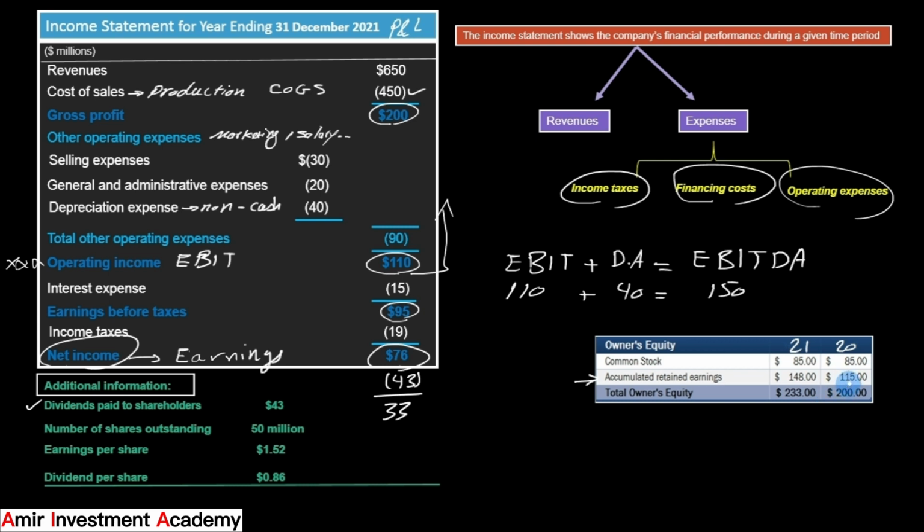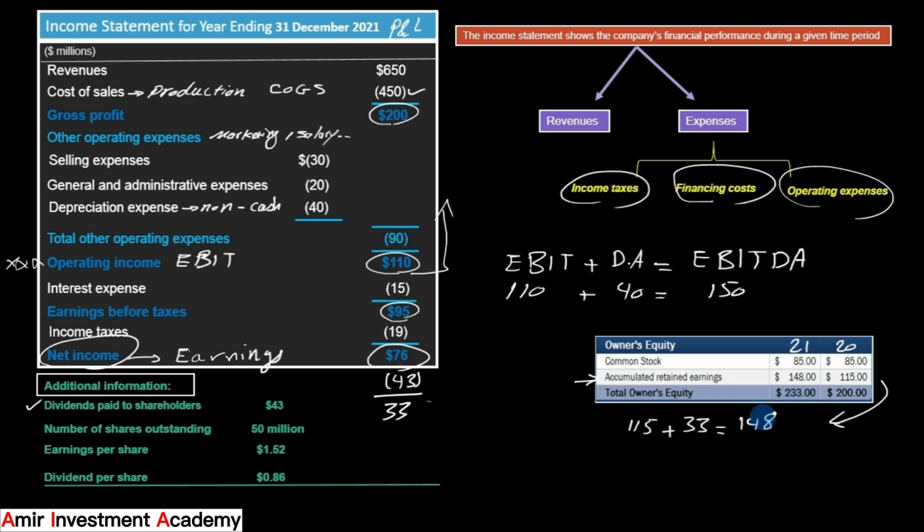Now, from 115, they went to 148 million. So it went up from 2020 to 2021. Where did this difference come from? Let's do a simple calculation. We started with 115. Let's add what we calculated here, which is the difference between our earnings, net income, and the dividends that we distributed, that 33 million. The number will be 148, and that's exactly the number that you see here.